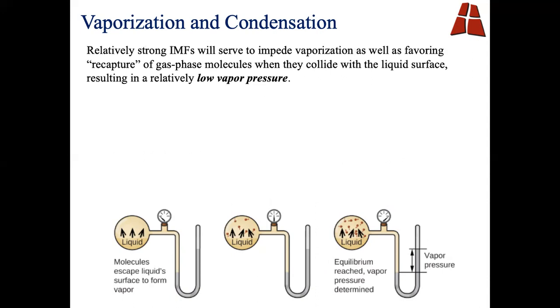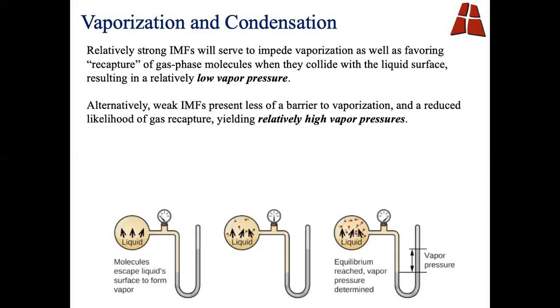So things with relatively strong intermolecular forces will want to hold on to their molecules. You'll remember that when we're in a liquid, our molecules are much closer together than when they're in a gas. So things with higher intermolecular forces will recapture gas phase molecules more often when they collide with the liquid, resulting in a lower vapor pressure. And then the opposite, of course, is true, where things with weaker intermolecular forces will tend to vaporize more easily, and they will then have high vapor pressures.